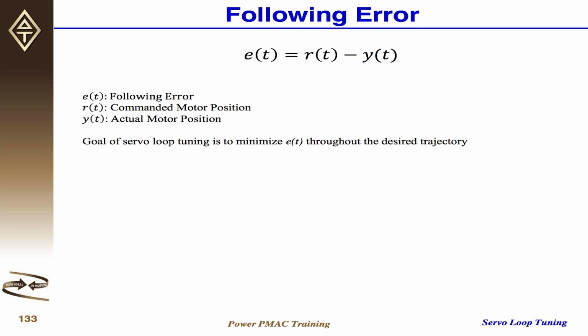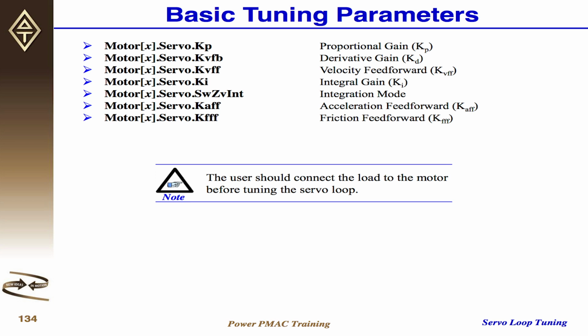So we use two test trajectories to modify all of the gains in the PMAC servo loop to achieve a minimal E of t, or following error. The basic parameters we'll be modifying are all listed here, and they fall under the structure tree motorx.servo. The first gain is Kp, also known as the proportional gain. The proportional gain is proportional to the closed loop natural frequency of your system. So if you want a faster response or a stiffer servo, then you will need a higher proportional gain.